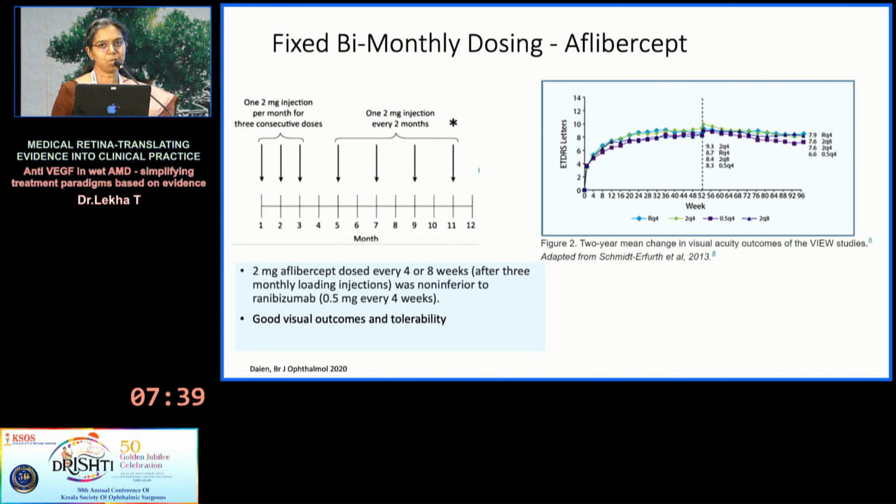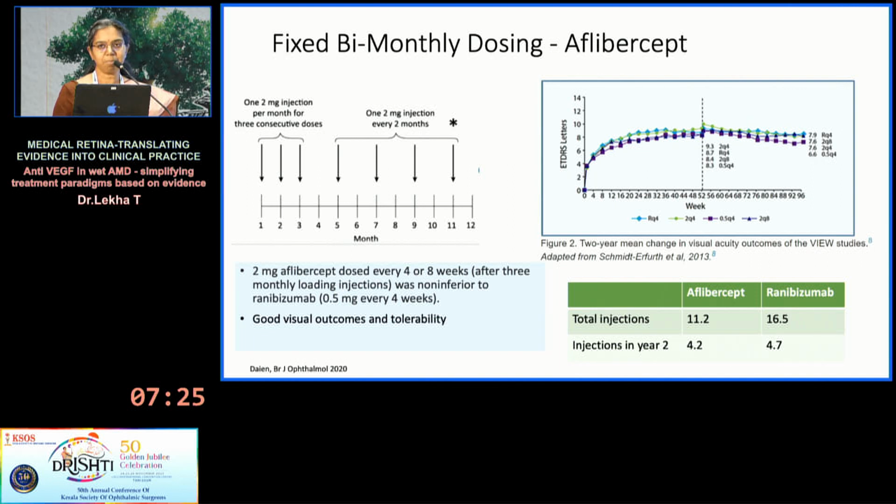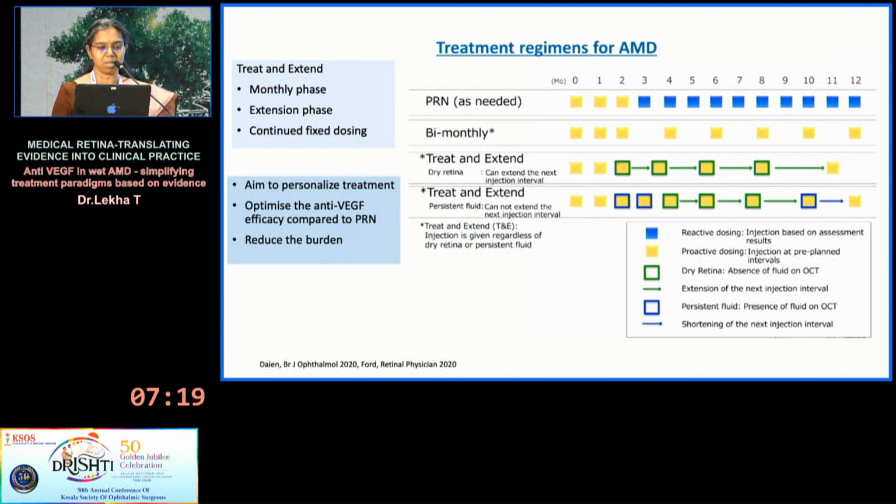So the next attempt was to make it into bi-monthly dosing, and fortunately at this time aflibercept, with a higher efficacy and a longer duration, was available, and it was found that bi-monthly is almost as effective as monthly ranibizumab, and we can see it could really reduce the number of injections that were needed. But still, this also was a significant treatment burden. It was only just once a month to once in 2 months.